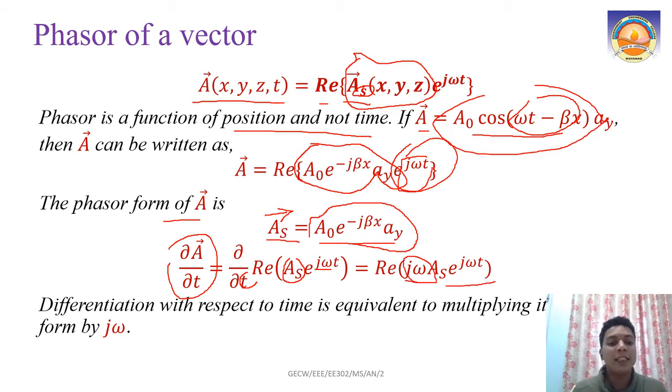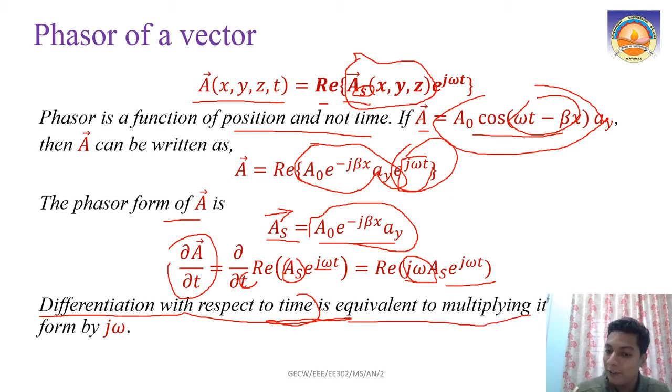So differentiation with respect to time of a normal vector is equivalent, in phasor form, to just multiplying the phasor by what? By the j omega term. Understood? When you are differentiating with respect to time for a vector in phasor form, it is just equivalent to multiplying by j omega.